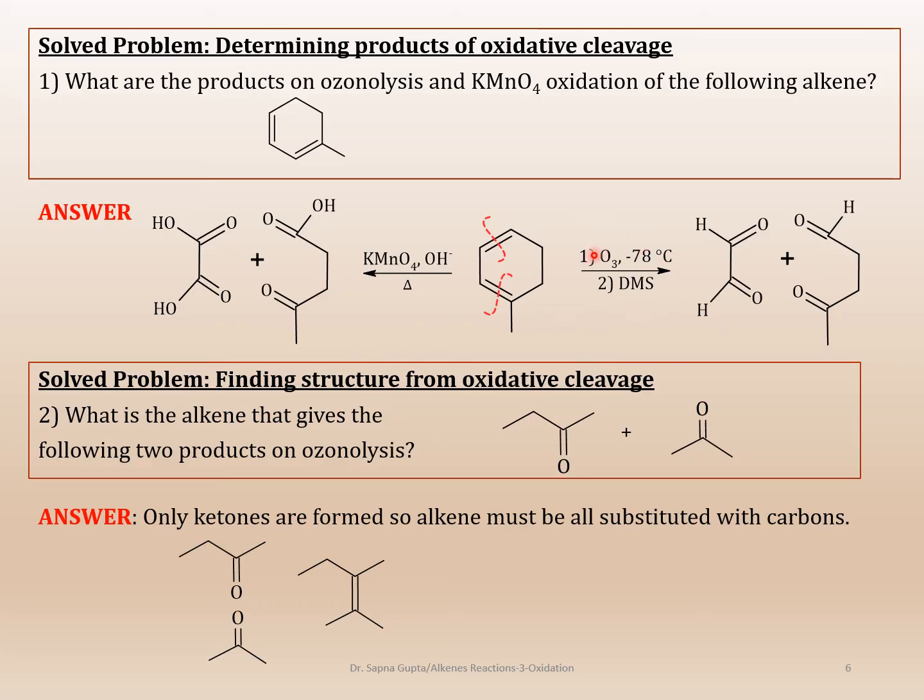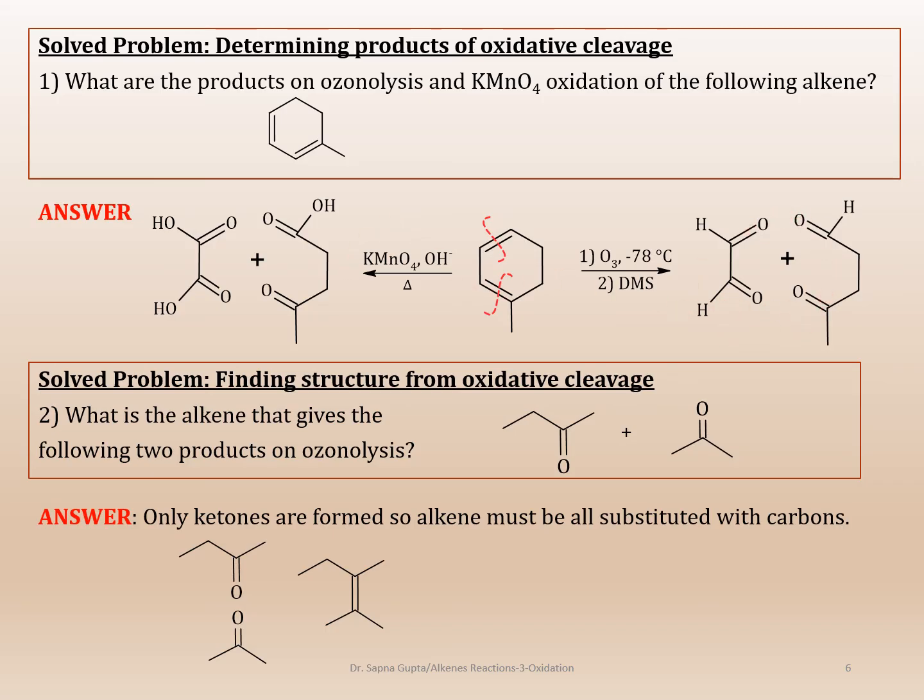If you treat this with ozone, then you just cleave over here. In either case, you're going to have to cleave the double bonds. In the case of ozonolysis, you're going to get aldehydes for these two on the left side, and on the right side also you will get an aldehyde here, but because this one is substituted, you only get a ketone on this side. So these are the products you will get for ozonolysis.